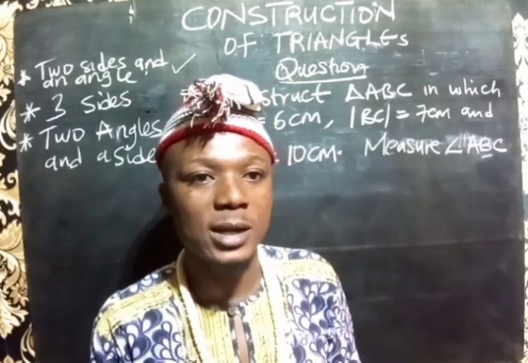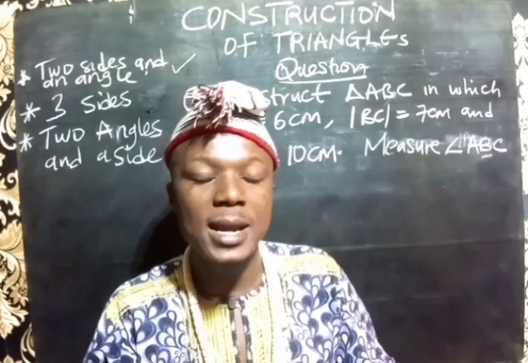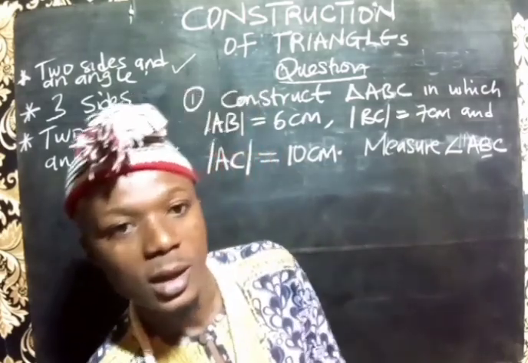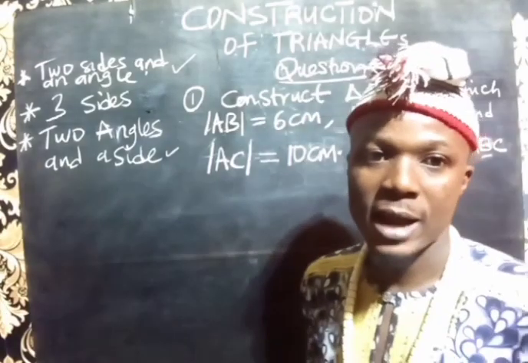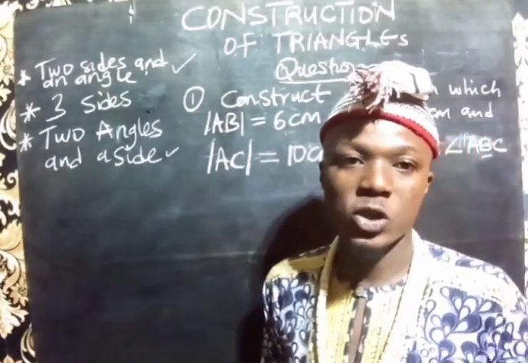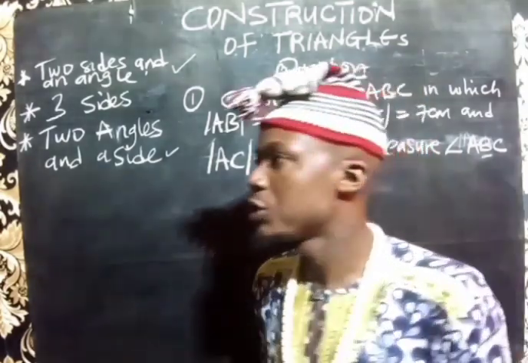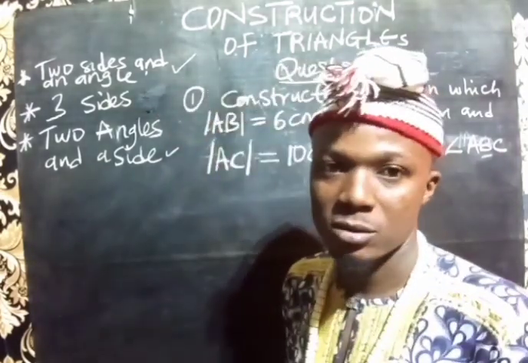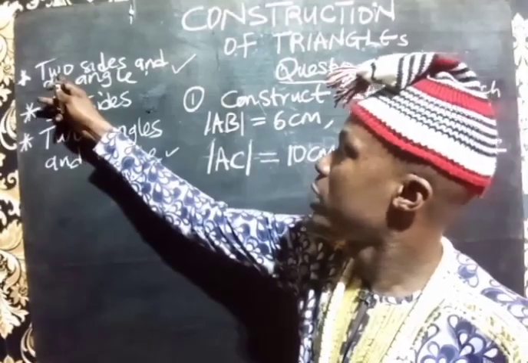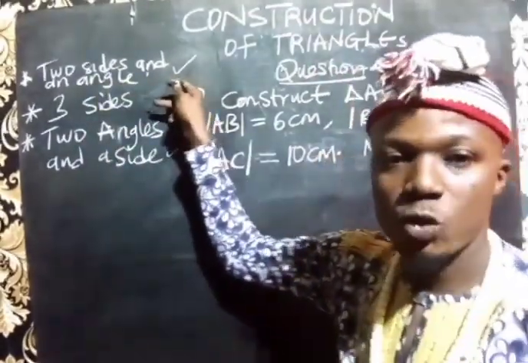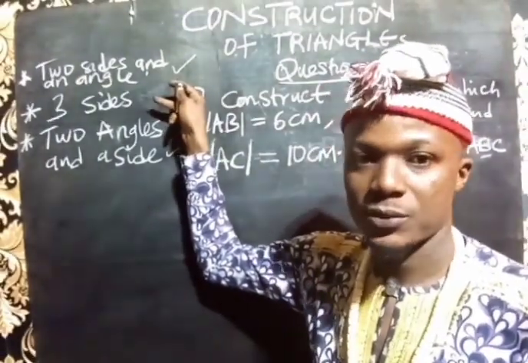But I told you in that episode that there are three main categories of constructing a triangle. Okay, not just the angles of a triangle. There are three cases you can follow to construct a triangle. The first one is when two sides and an angle are given. We have dealt with this first one in that episode.